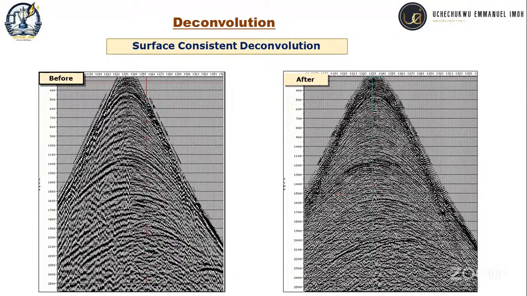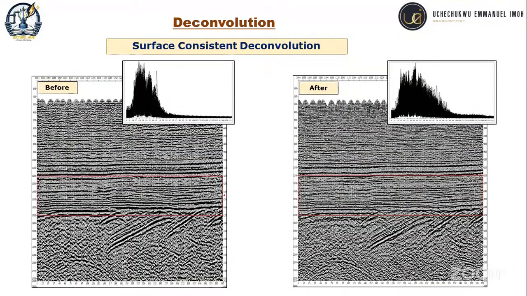When you look at it on the stack section, this is also what it looks like. The shapes of the geology of the area will not change, but when you look at the events properly, you find that they look better compressed. And if you look around this interval and look at the same interval from here, you find that these events are more continuous on the after display. So the event continuity is improved, resolution is improved.